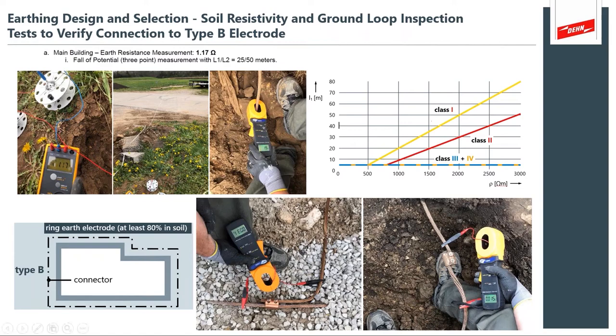So what's nice about the illustrations and photographs on this is it contributes to the design and implementation of your earthing system. And then when the installation is in process, you can inspect for ground loops to make sure that you've got interconnections between the electrodes and the grounding system.